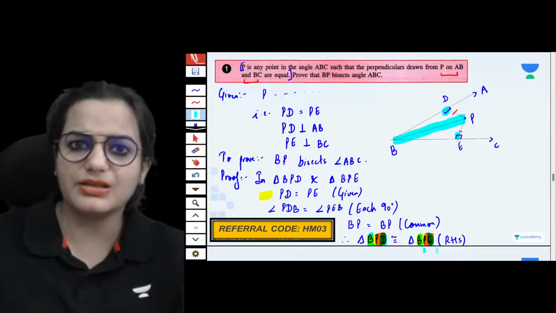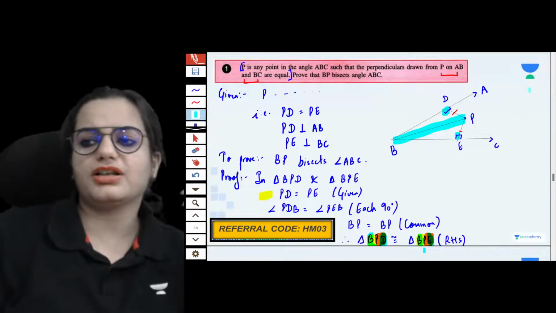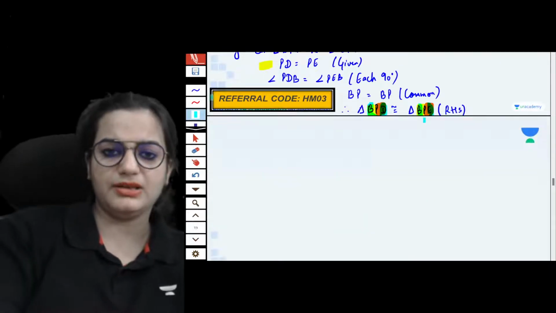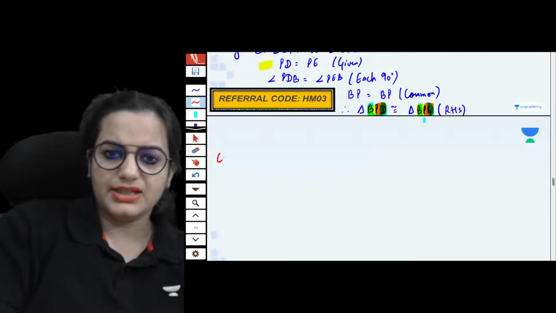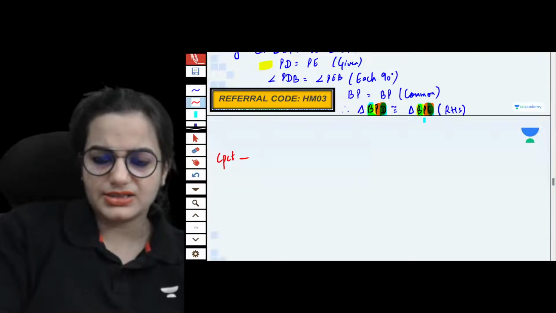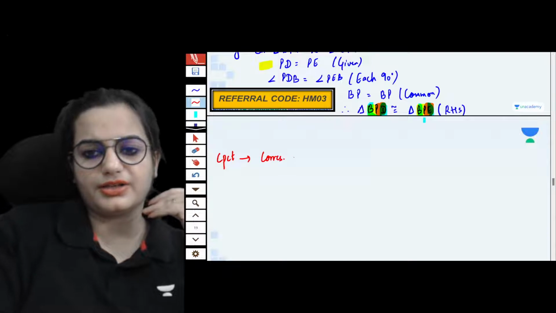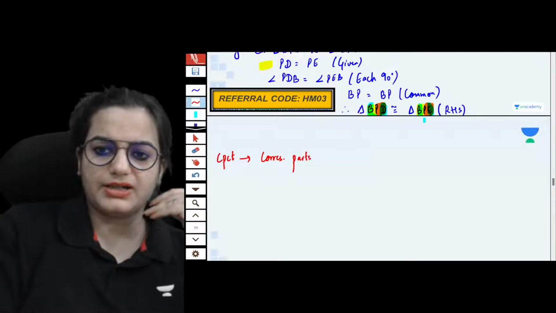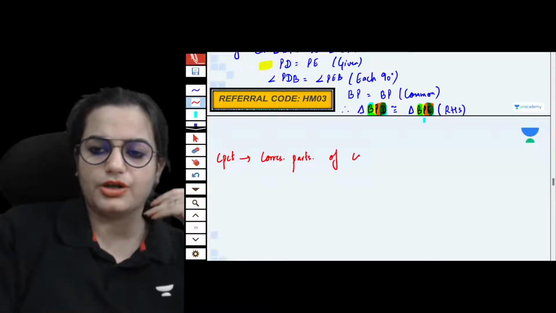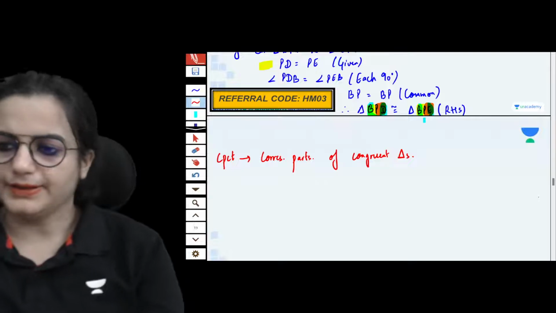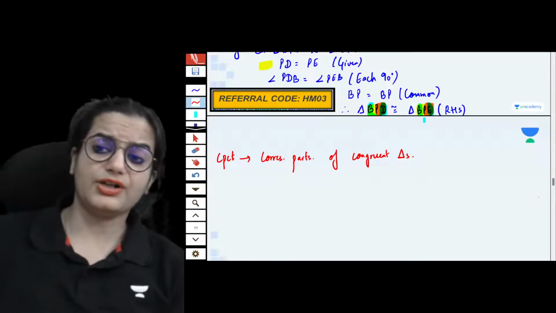And now what is CPCT? CPCT is corresponding parts of congruent triangles. Okay, please write down properly. Got it? Corresponding parts of congruent triangles.